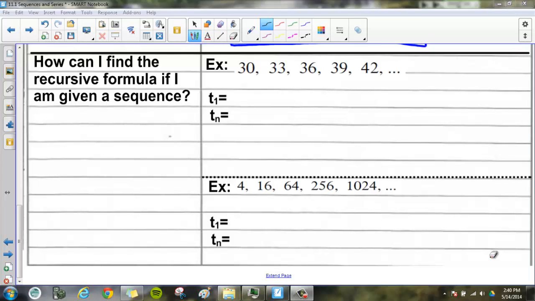Okay, the next thing we need to figure out is, if I give you a sequence, what is the recursive formula for that sequence? Okay, so I'm going to go over the process for this. Now, step one is to figure out what is your t sub 1.